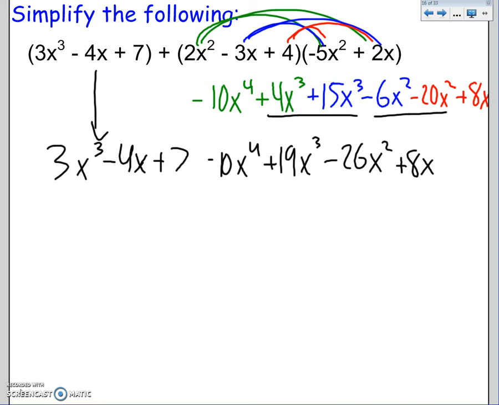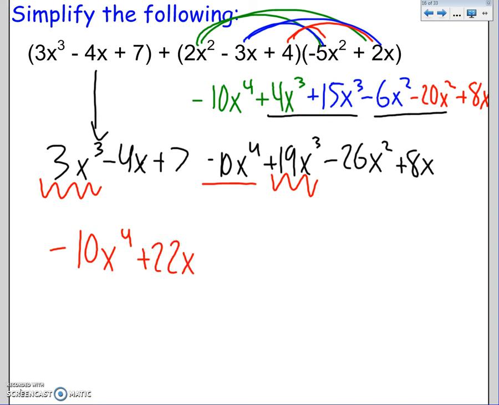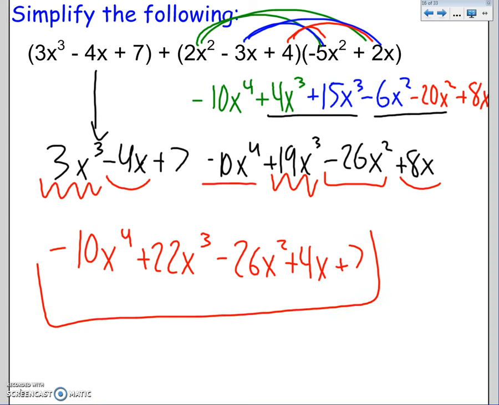So only one thing with x to the fourth, so negative 10x to the fourth. The x cubes have 3x cubed and 19x cubed, that's 22x cubed. X squared is only this guy, so minus 26x squared. X's have this and this. Negative 4 plus 8 is positive 4. And don't forget that 7. And that's it. So again, just make sure you know how to distribute, then combine like terms.